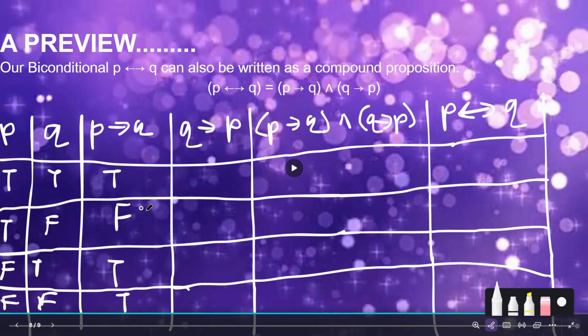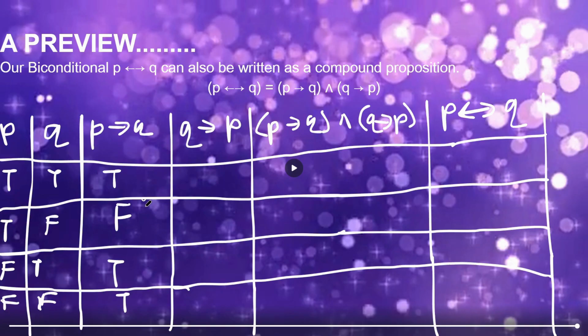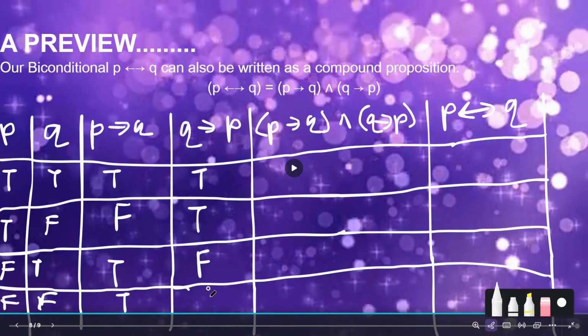Okay, let's go for the if Q then P box. If Q then P: true then true is true. If Q is false and P is true, it will be true. If Q is true and P is false, it will be false. If Q is false and P is false, that means it will be true. So T, T, F, T, yes.